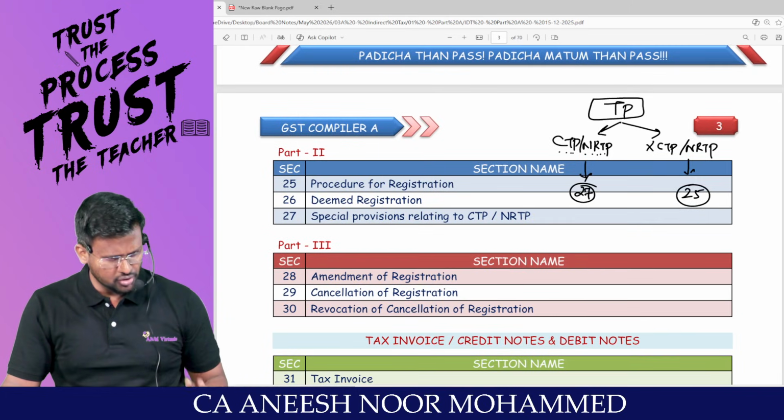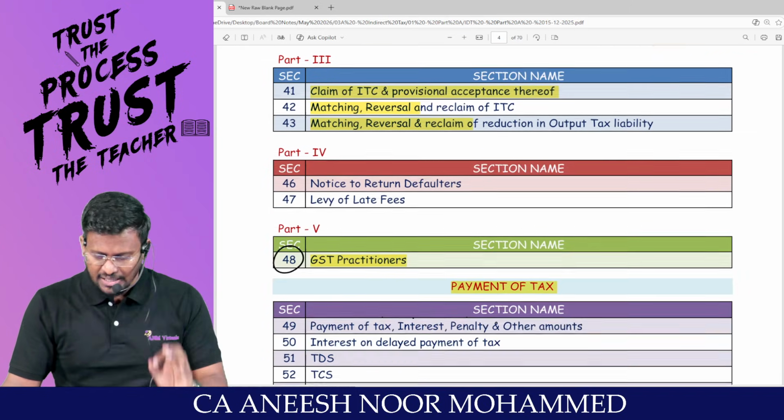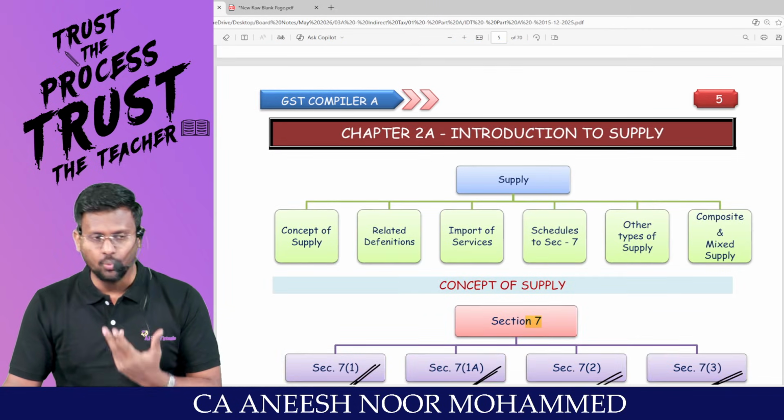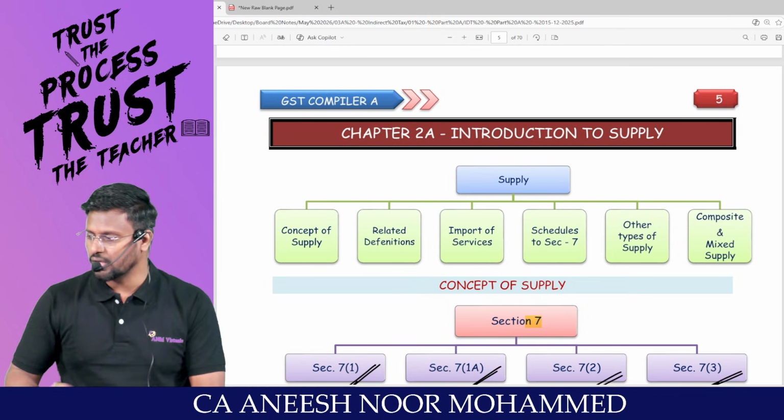Come back in the coming slot. We'll start talking about section 7 in detail. We'll be adding one by one. I hope that you are able to appreciate and understand.